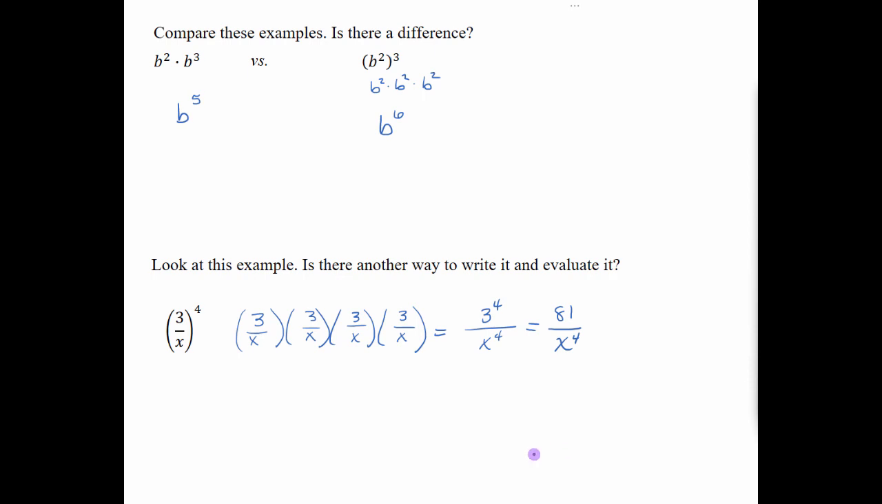Okay, is there another way to write this and evaluate it? Is there a way to skip this part where we have to write it in expanded form? Sure. What this means is this exponent of 4 is going to everything in the parentheses. So 3 is to the 4th and x is to the 4th. You have to raise both the numerator and the denominator to the 4th power. So we could skip from here straight to here and then evaluate it from there.